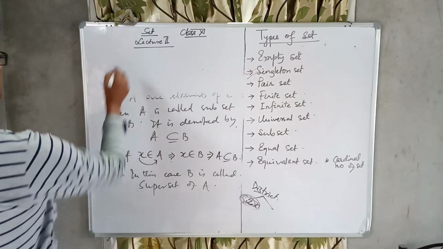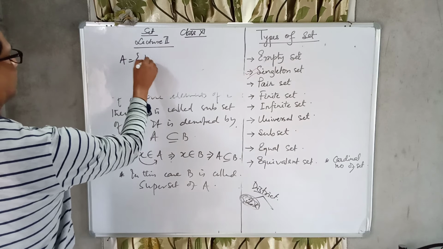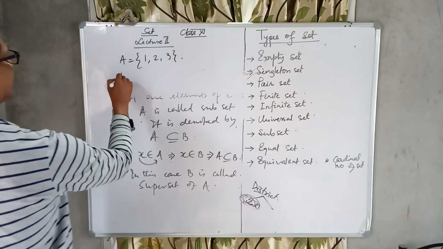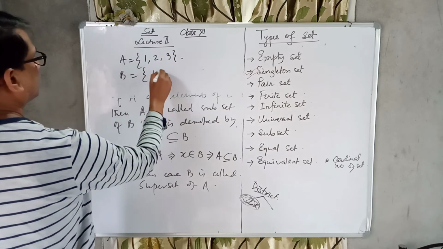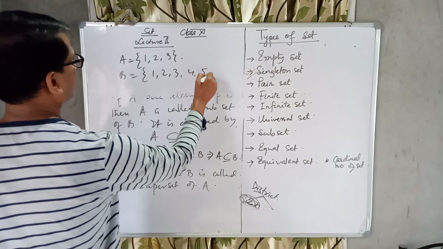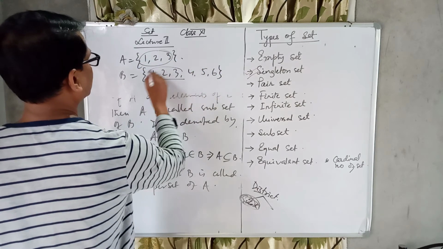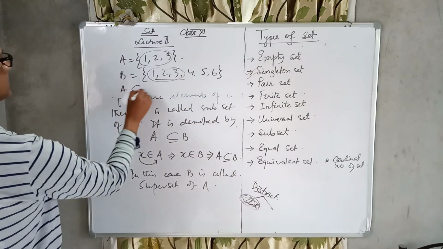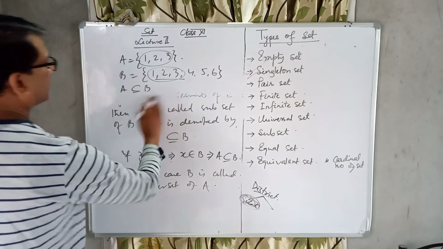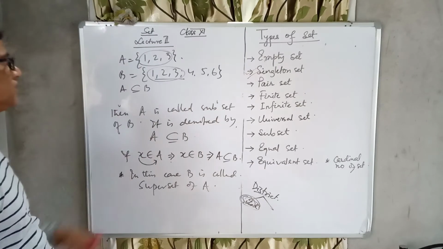Suppose A is 1, 2, 3. B is 1, 2, 3, 4, 5, 6. So all the elements of A are the elements of B. So in this case, we write A is a subset of B. Clear?